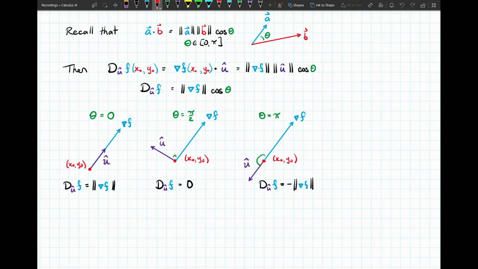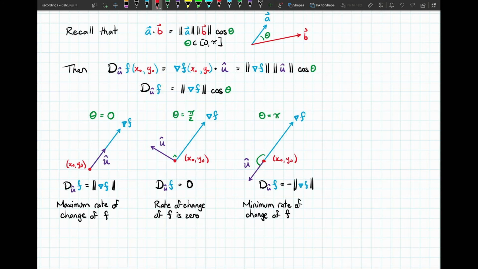And so this is actually showing us that the maximum rate of change of f occurs when our direction is in the direction of the gradient. We end up with a rate of change of 0 when our direction is perpendicular to the gradient. And we end up with the lowest or minimum rate of change of f when our direction is opposite to the direction of the gradient vector.